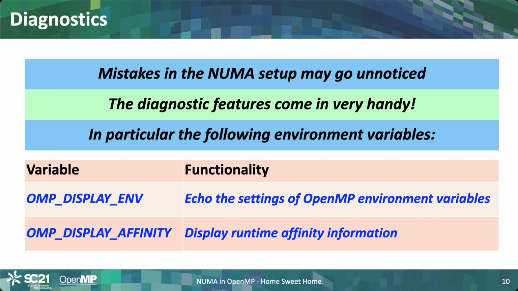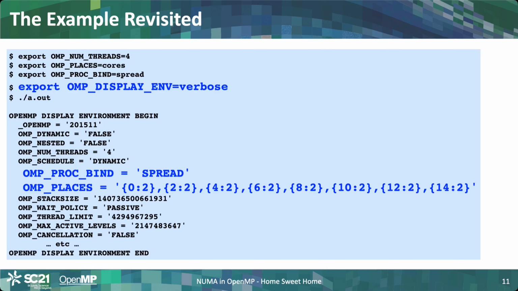You can also get runtime information. That's also very useful, where you display the affinity information as the program executes. And this is a fairly flexible system. You can even tailor it to your needs. So don't forget about that. These things can really save you in terms of making mistakes. And here's an example. Same example, but now I set display env to verbose.